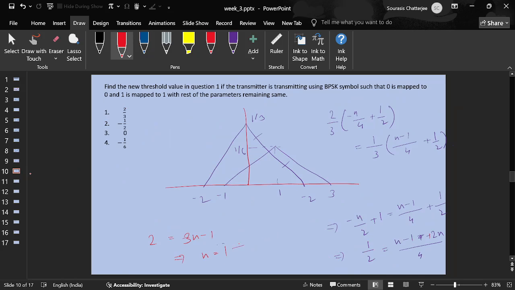Yes. So the MAP threshold is going to be 1 here. So I guess none of the options are correct. Let me highlight it here.